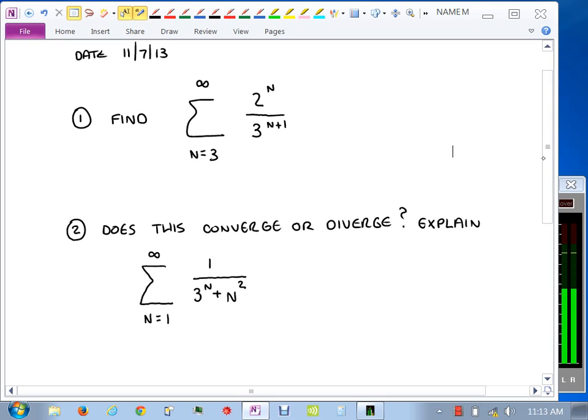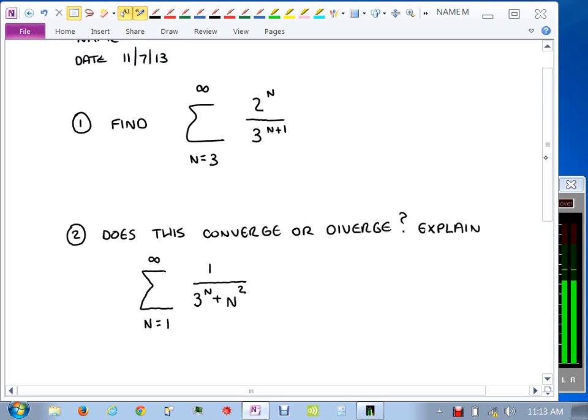Let's look at this first question. I'm saying find the sum, and when I say find the sum, that means that it either converges or diverges. Here, it's going to converge, so I want to know what it converges to. That's different than the second question, which says, does this converge or diverge? That's only asking, does it converge or diverge, right? So for the first one, it is a geometric series.